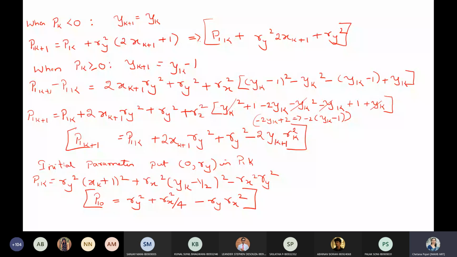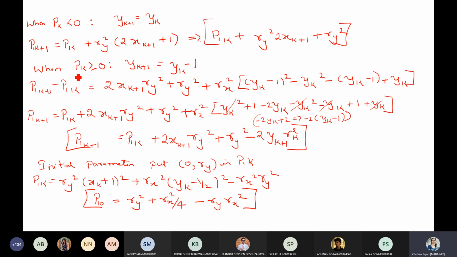So with respect to region 1, we have calculated the decision parameter P1 of k, and the next decision parameter, that is P1 of k plus 1. And then we did the subtraction, that is P1 of k plus 1 minus P1 of k. We got an equation, and on that equation we are going to consider two different conditions. First condition, when your Pk is less than 0, we know yk plus 1 is yk. So substitute yk plus 1 with yk in the previous equation. We got this. That is P1 of k plus 1 equal to P1 of k plus ry square into 2 into xk plus 1 plus ry square.